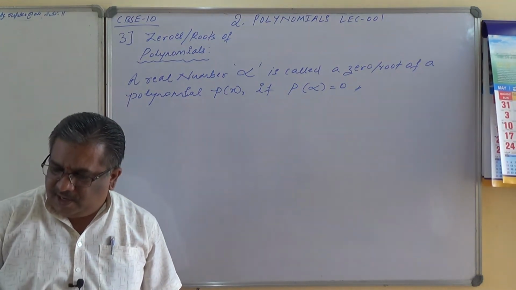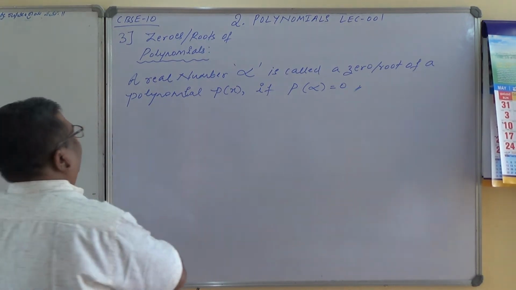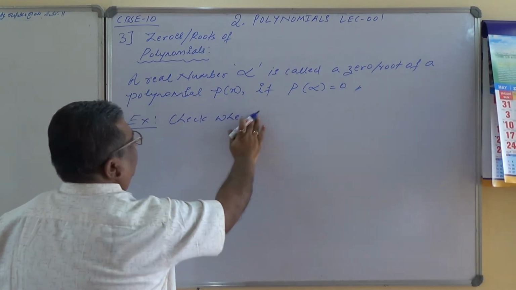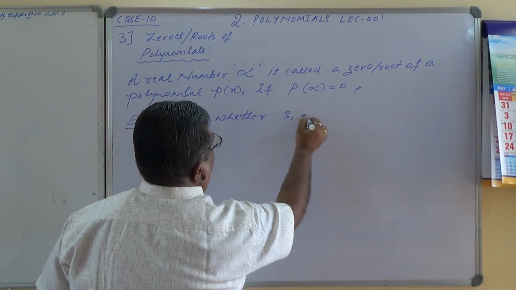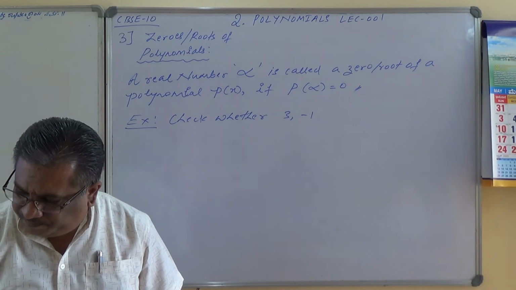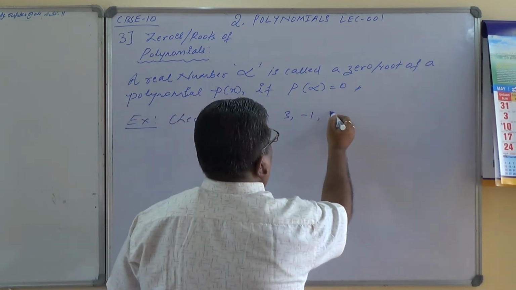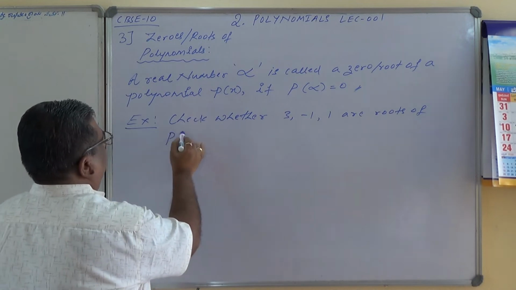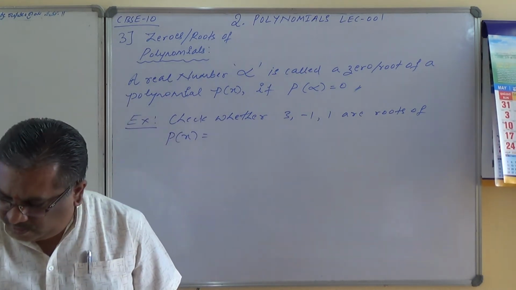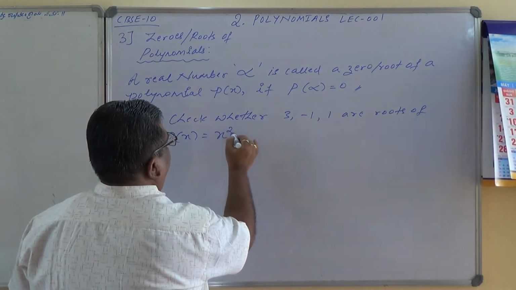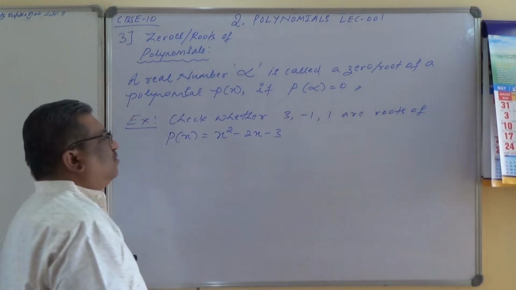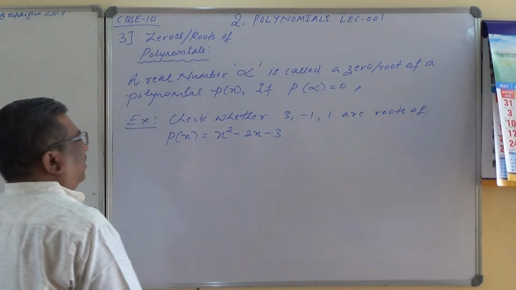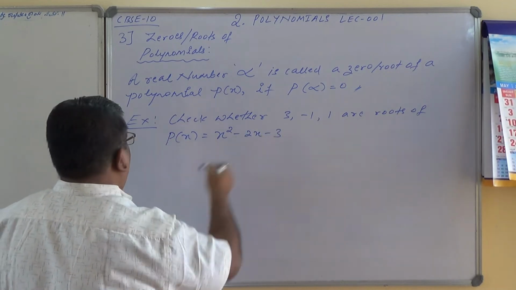So let us take one example here. Check whether 3, minus 1 and 1 are the roots of the given polynomial: P of x equals x square minus 2x minus 3. So which are the roots over here? Let us substitute values over here and check whether these are the roots or not. Okay, now first let us check 3, minus 1 and 1.